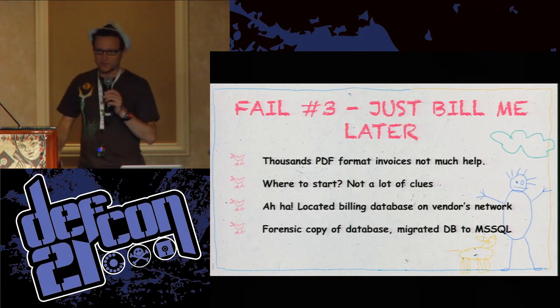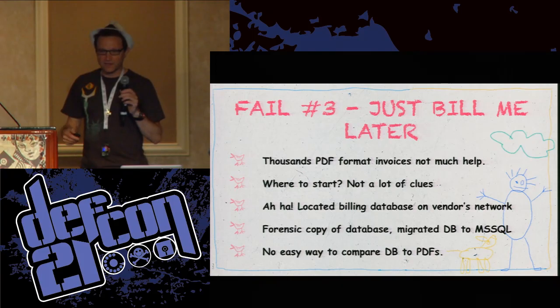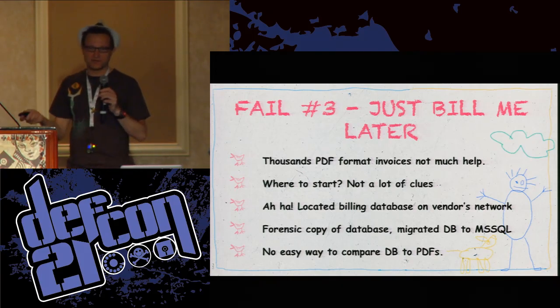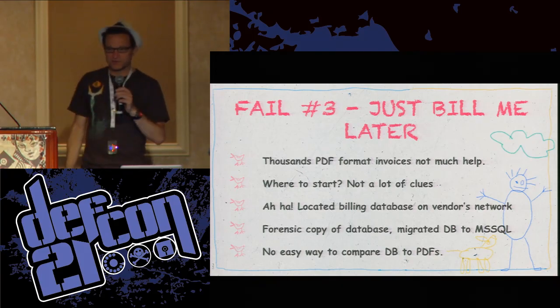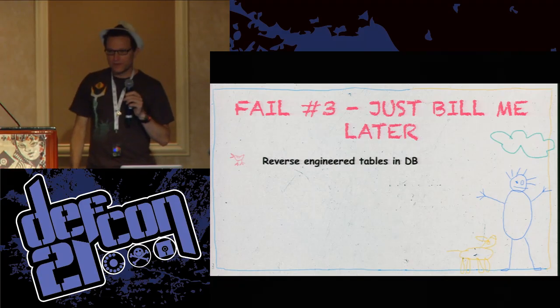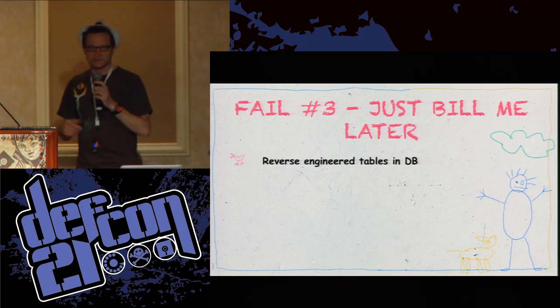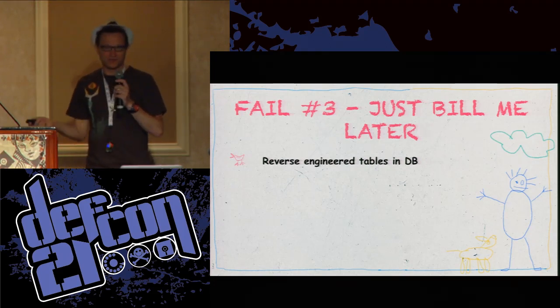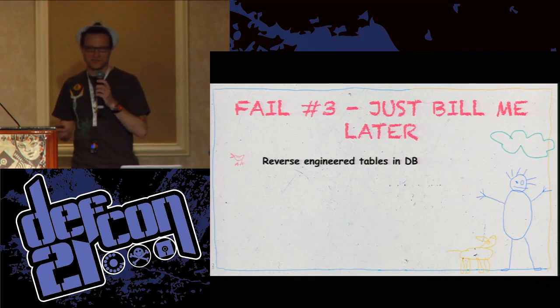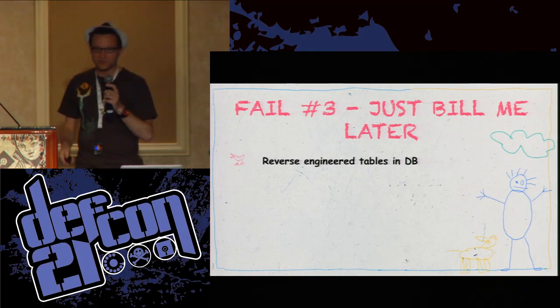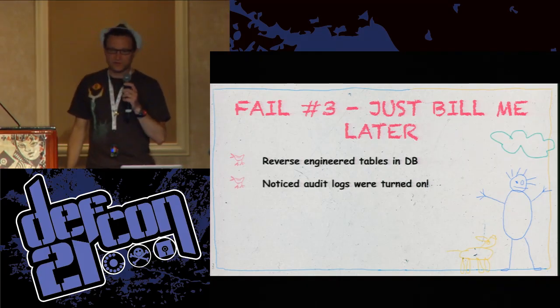So we migrated over, we do standard queries, and we're looking at it, and there's still no easy way to compare the PDFs to the database. So we decided to reverse engineer the tables in the database. Sometimes it's easy, but sometimes there are thousands and thousands of tables, and when you don't have tech support or the developers, you just have to figure it out. So it's a really slow, laborious process, but we did figure it out.